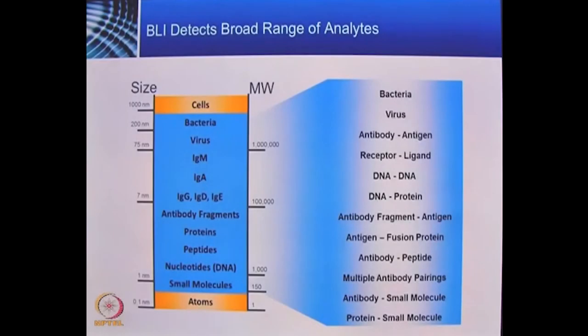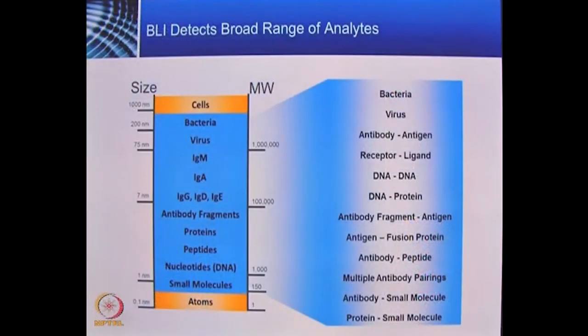Because BLI technology is developed based on this biosensor, which can work with different sample types, it allows us to analyze the interactions between biomolecules, from molecules down to 150 Dalton, to antibody, to recombinant protein, to virus, and to bacteria. However, this system may not work directly with intact mammalian cells because the size of the cells exceeds the limit of detection.